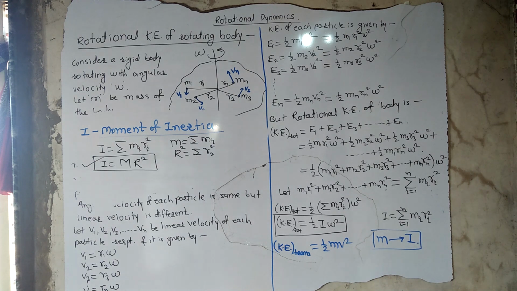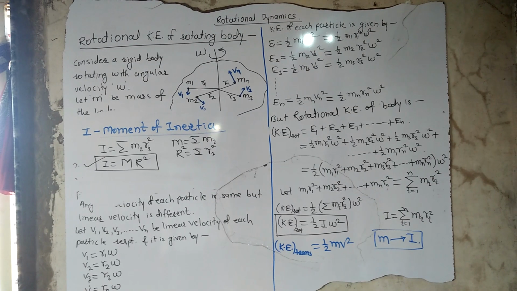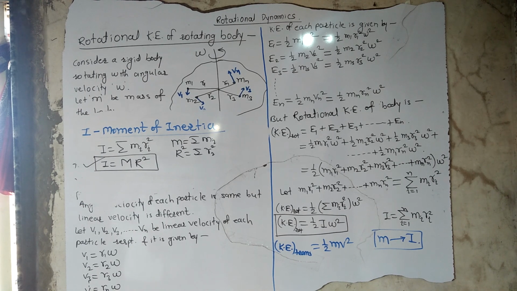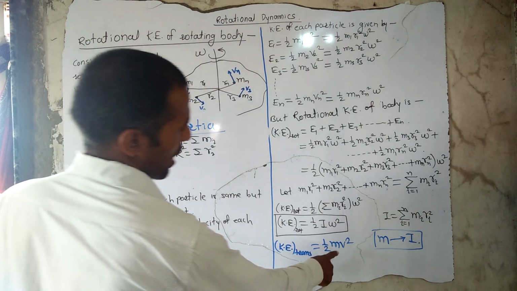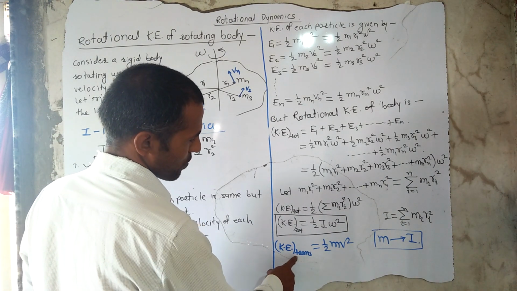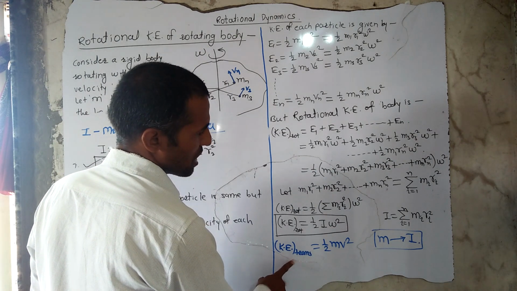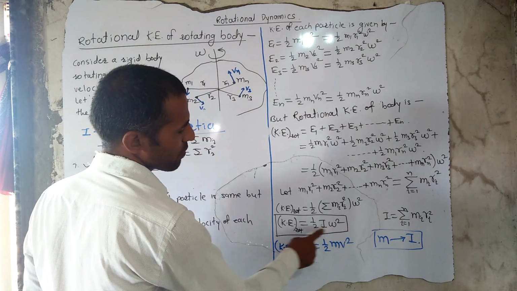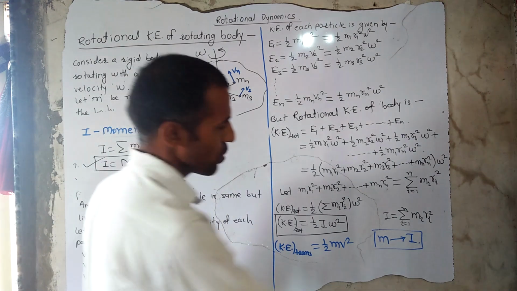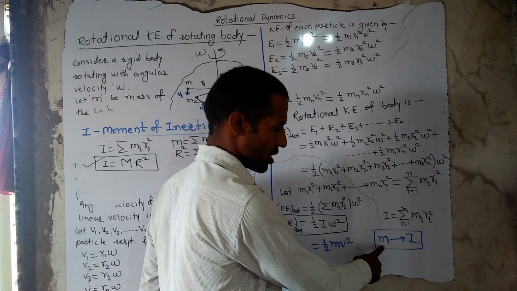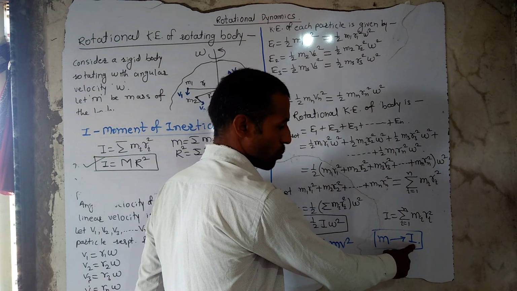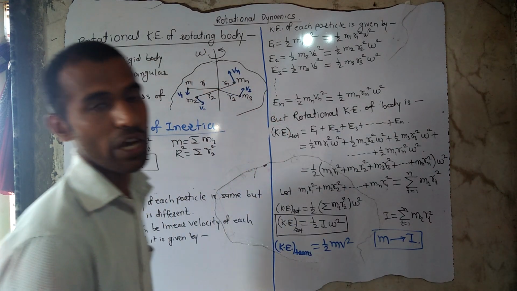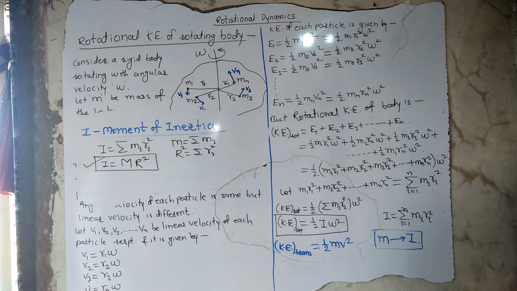Okay, get it? Also here we can say that mass in translational motion is replaced by moment of inertia in rotational motion. So mass in translational motion and moment of inertia in rotational motion are analogous physical quantities.